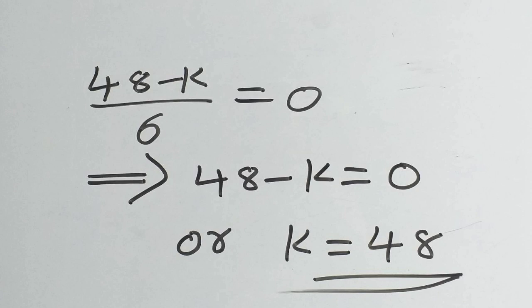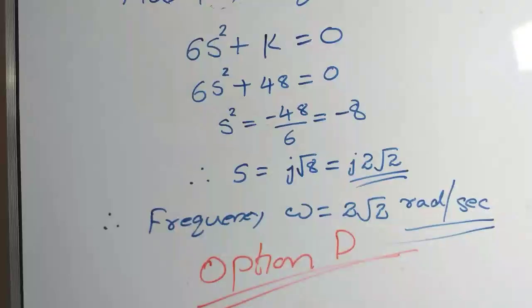Then we can obtain the frequency of oscillation by forming the auxiliary equation from Routh array. From the Routh array, we can obtain the auxiliary equation as 6s square plus K is equal to 0, from which we get s square is equal to minus 8, or s is equal to j root 8. And we know that s is equal to j omega. So the frequency of sustained oscillation omega is equal to root 8. That is equal to 2 root 2 radian per second.